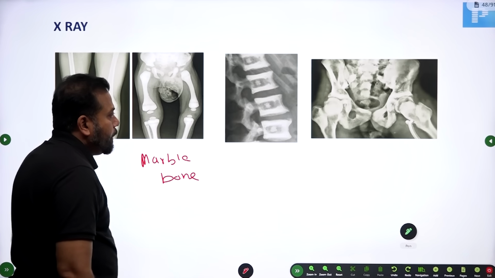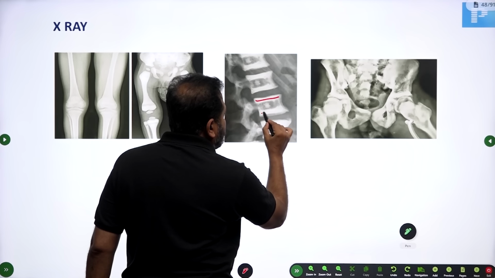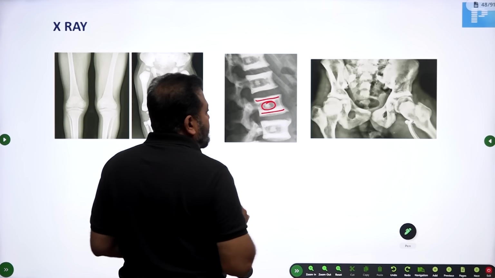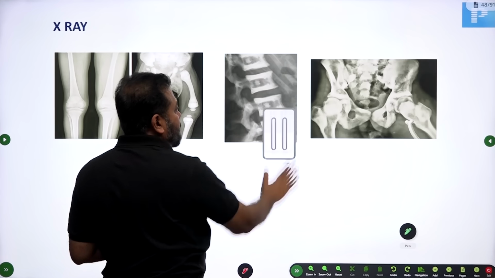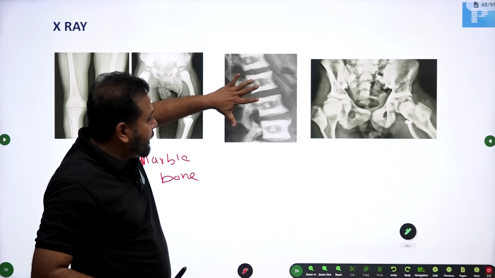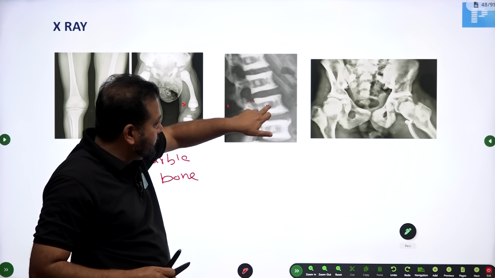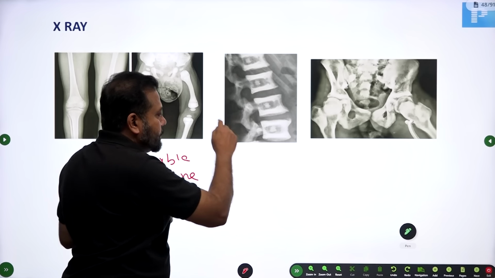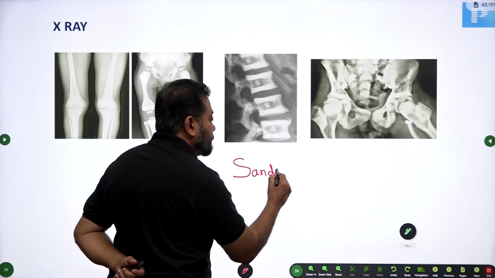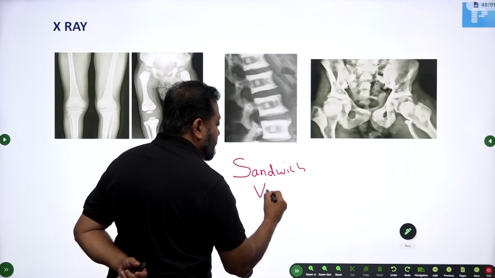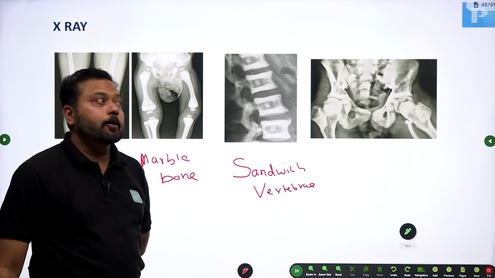When you take an X-ray of osteopetrosis, I am able to see an osteosclerotic line here and here. Here it is translucent, and inside the translucency, I am seeing opacity again. I am seeing opacity here, opacity here, translucency, and inside that, again an opacity. This is called sandwich vertebra, like a sandwich. So, sandwich vertebra, osteopetrosis.